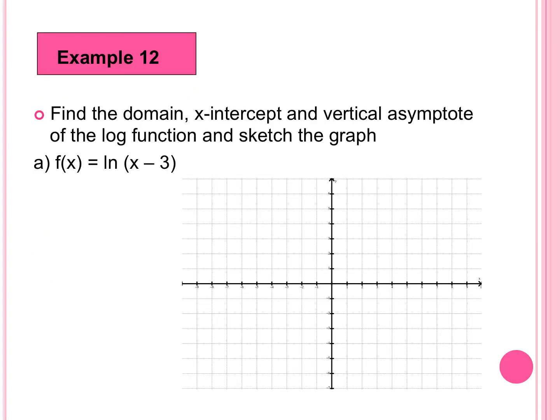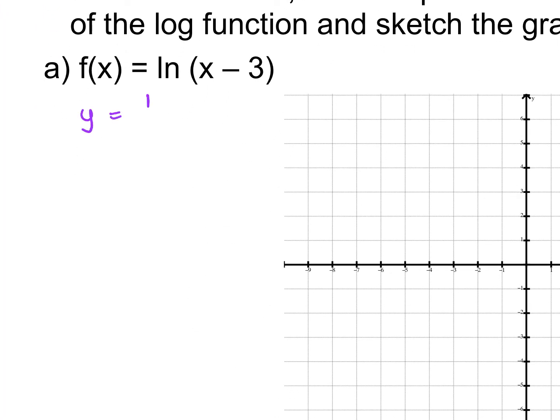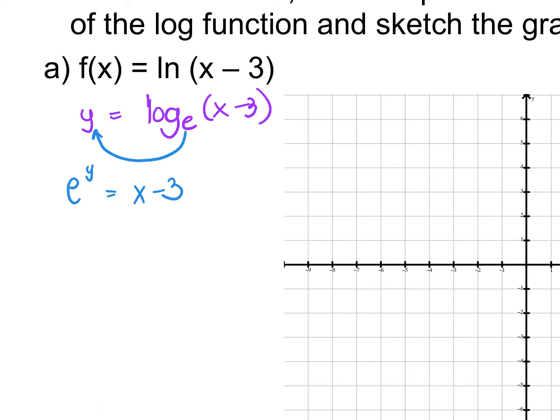Okay, then we're going to graph ln. So we're basically just graphing log base e, which would be really close to graphing log base 3 because e is 2.7, okay? So we're going to rewrite this as y equals log base e of x minus 3. Convert it to exponential so the e comes over and picks up the y. And then add the 3. So e to the y plus 3 equals x.